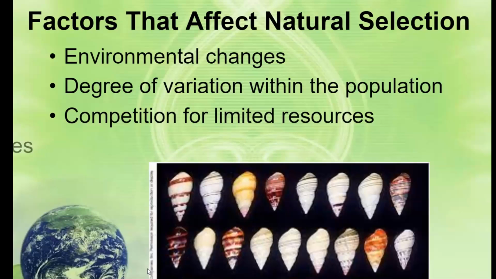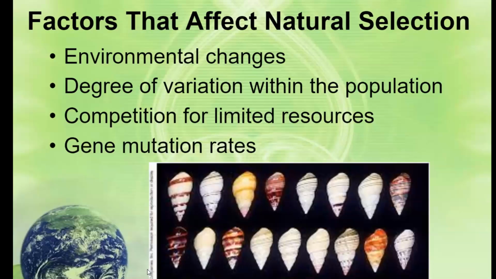Competition for limited resources, we talked about those. And then gene mutation rates. Ultimately, your DNA creates your genes, right? And we talked about the fact that there are changes in the genes. We've talked about silent mutations, and some mutations are beneficial and some are not beneficial. But the gene ultimately changes, and that is how we get our variations. So we all started out with type O blood. Then there was a mutation that created A blood. And then there was a mutation that created B blood. So it changed over time because of the DNA mutations.